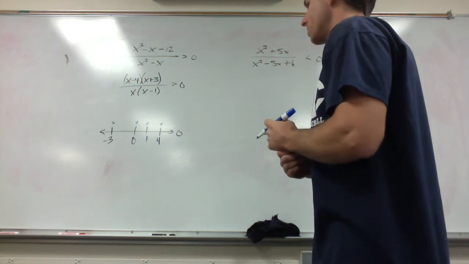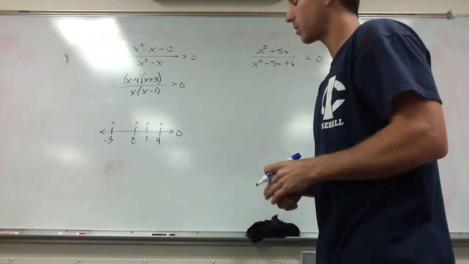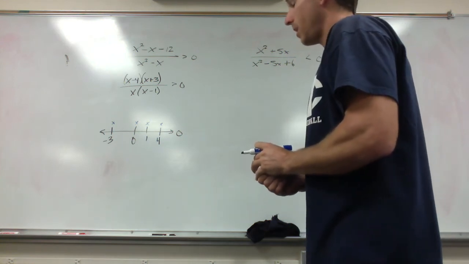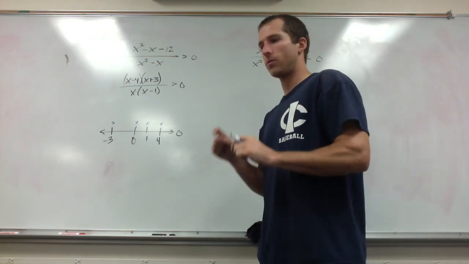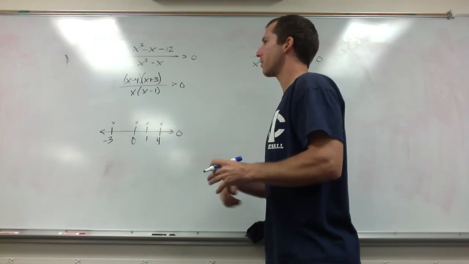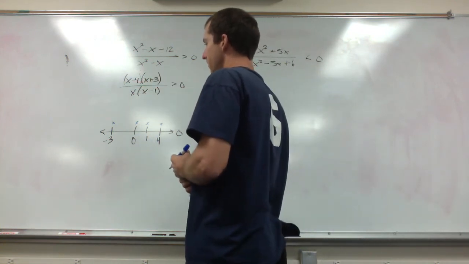From here, it's just the same process as before. Test points on the intervals, figure out if the product would be positive or negative. I'd encourage you to do that. Don't type it in your calculator. There's a lot of calculations happening there that could go wrong. I think it's easier just to figure out if your factors are positive or negative.